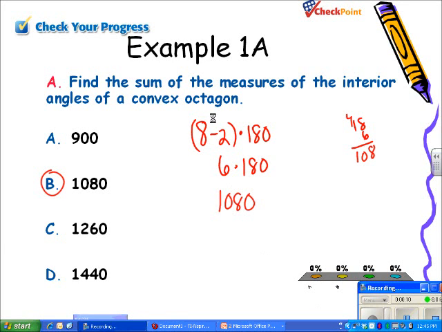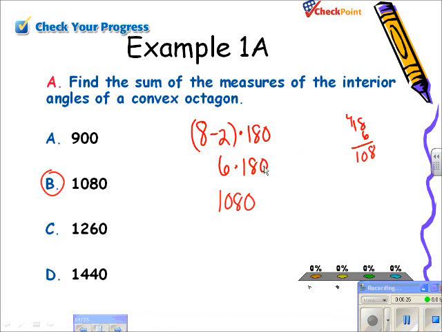So if you did it right, an octagon has 8 sides. So 8 minus 2 would tell you that you could actually draw 6 triangles from one vertex. Each triangle is 180. 6 times 180 is 1080. And notice over here, I shortened my multiplication. 18 times 6 is 108, and I knew I just had to put that 0 on the end.